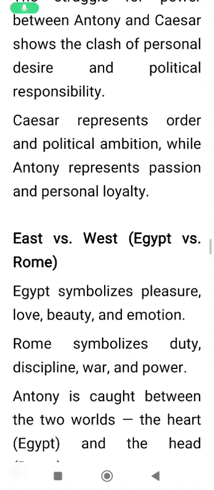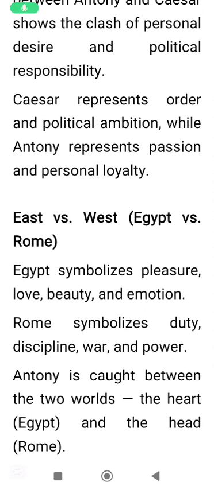So another theme here is the theme of East versus West. When we talk about East, I will know if you are following. Where is referred to as the East and where is referred to as the West? I want another person to answer this question. From the story, where is referred to as the East and where is the West? Anybody? The East is Egypt and the West is Rome. Correct. So the East is Egypt, while the West is Rome, which is Italy.